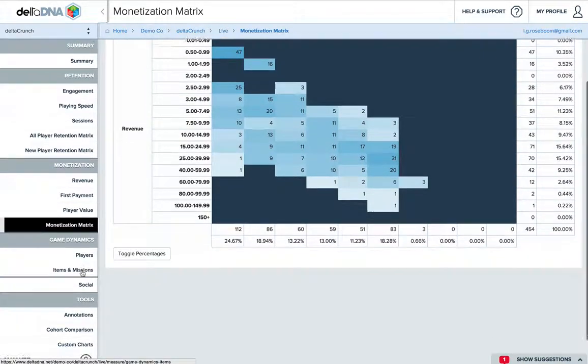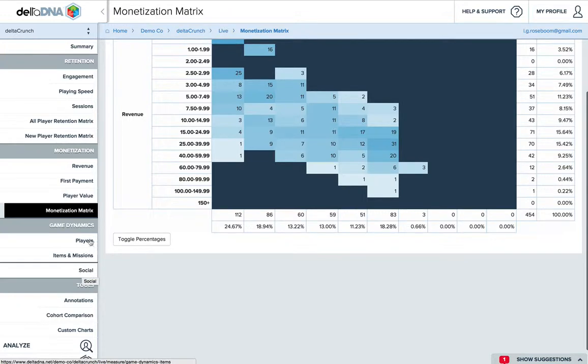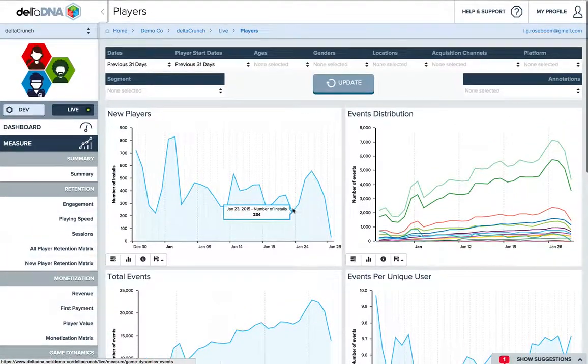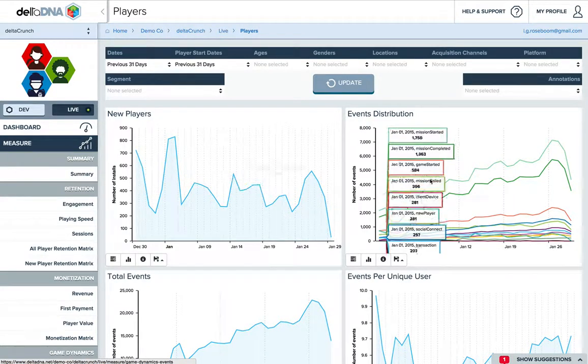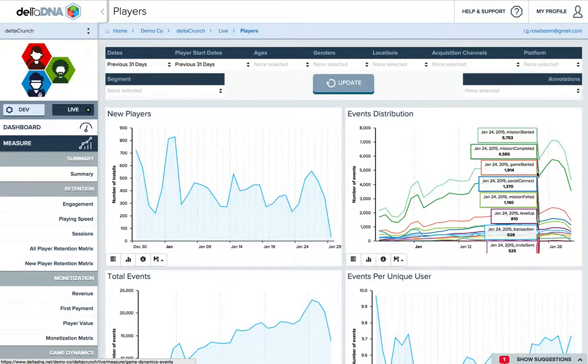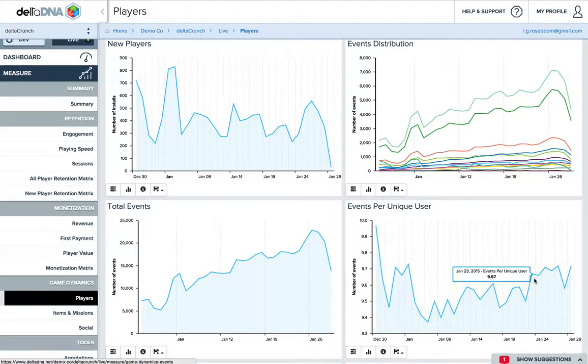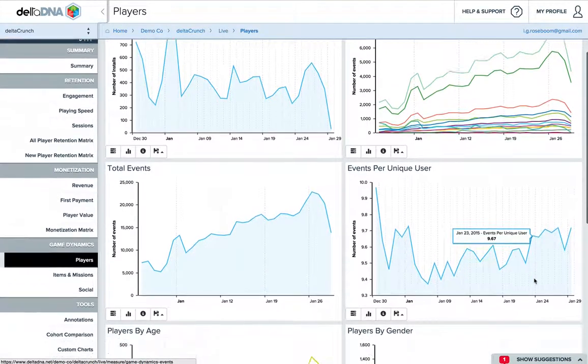Okay, so moving on from monetization, we have our game dynamics charts. At the top of this, we have players. Again, we have the new player chart, which is the same as the one on the summary screen or summary page. We have the event distribution. This is basically saying how many of each event we saw on a given day. We have the total events again, and we have the events per unique user. This is telling you what the average number of events you're sending us per user is.